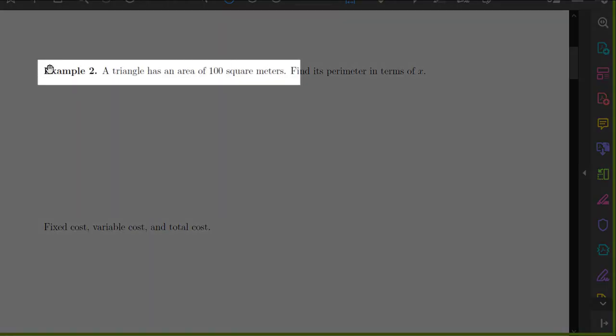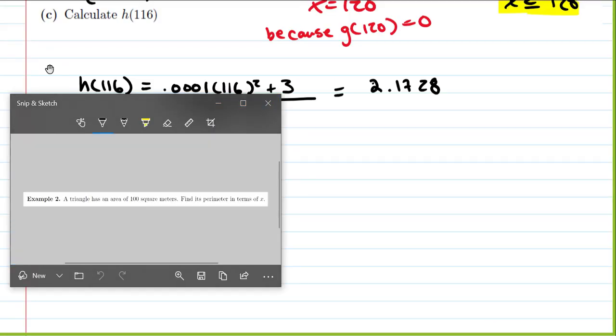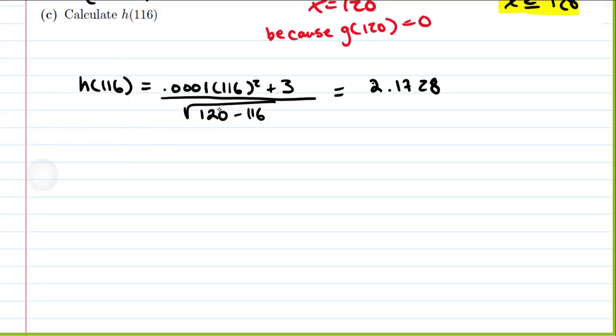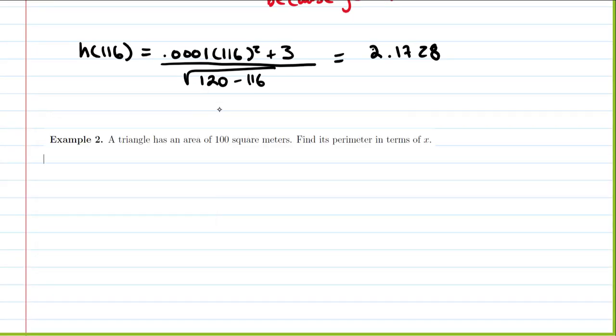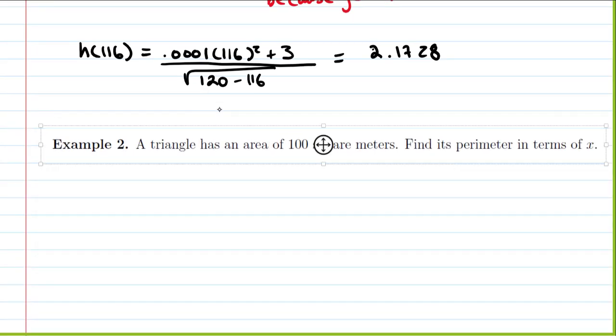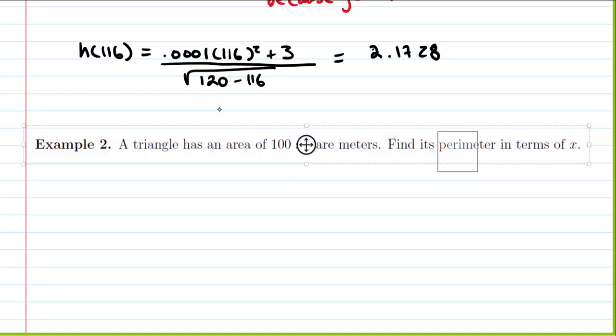Let's take a look at example number 2. So this should really say a right triangle. So a right triangle has an area of 100 square meters. Find its perimeter in terms of x.